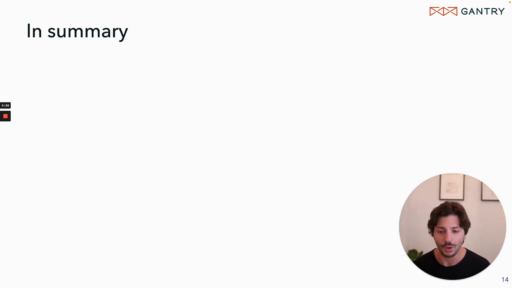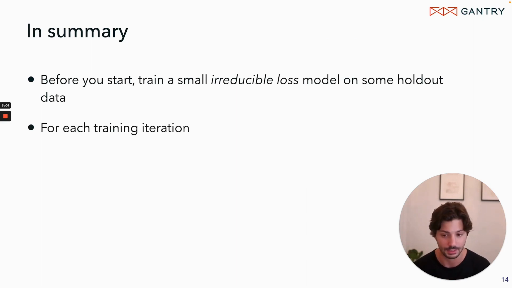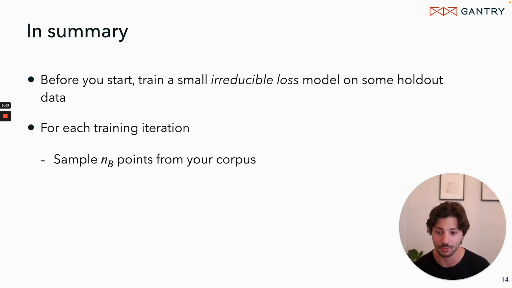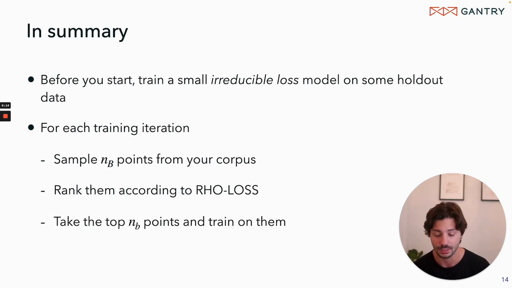So in summary, the way that this algorithm works is before you start, you train a small irreducible loss model using a smaller model that's going to be less accurate and trained on a smaller holdout data set. And then for each training iteration, you sample some data points from your corpus, you rank them according to this row loss function, and you take the top points according to that function and you train on them. So that's how the algorithm works.